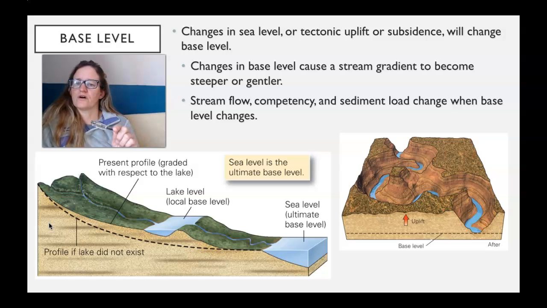Sea level rise and fall. There's also tectonic changes, subsidence, where the land surface is sinking. All of that can change. So base level can change over time.